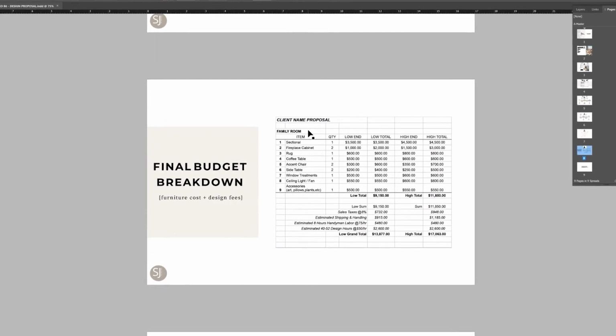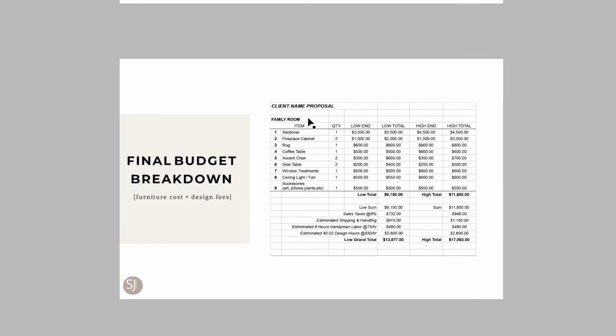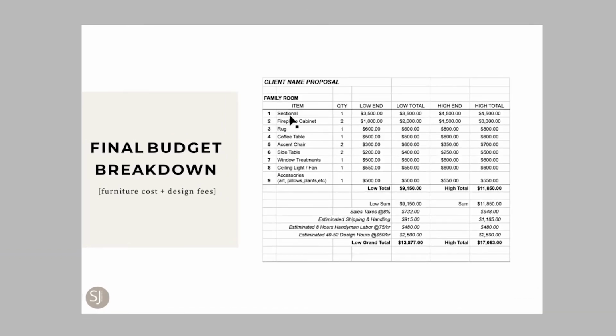So moving on to the final budget breakdown, this is going to showcase the cost of all the furniture, the design fees, the taxes, everything. So it helps to know what their budget is right off the bat, and sometimes clients don't know what their limit is, and this is where you step in as a professional to guide them in the right direction. For this, you basically have to do some brainstorming, listing all the items you anticipate using for the space, the quantity, and the cost for them.